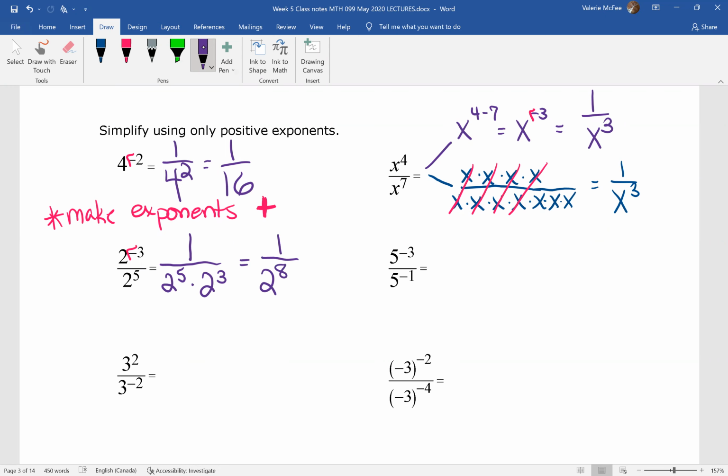And I think we can evaluate this. 2 to the power of 8. Is it 256? I think so. You can tell me if that's wrong. What about the next one?